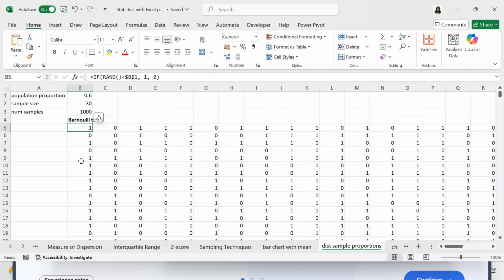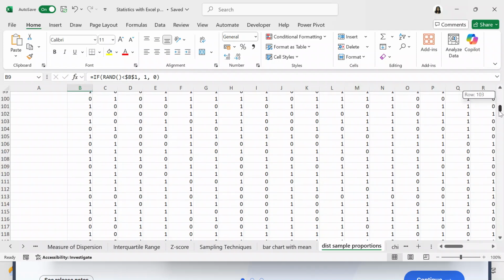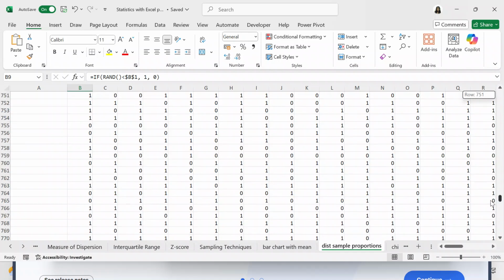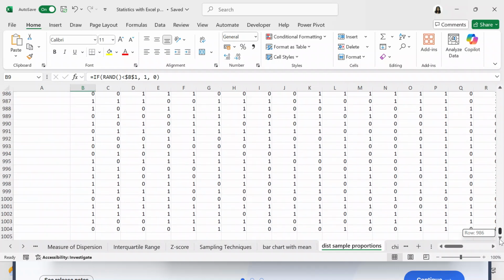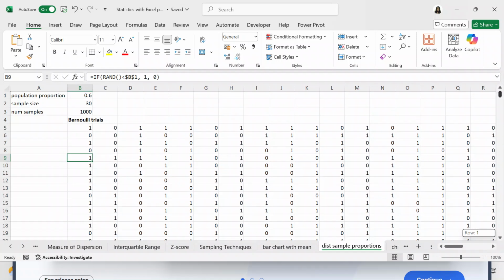So, let's see what we've got here. So we've got 1,000 rows, like 1,004 rows of data of ones and zeros. And so a 1 is going to be success, and a 0 is going to be not success. So we've got 1,000 rows of success. These are your Bernoulli trials. And then you've got 30 columns of 1,000 rows.